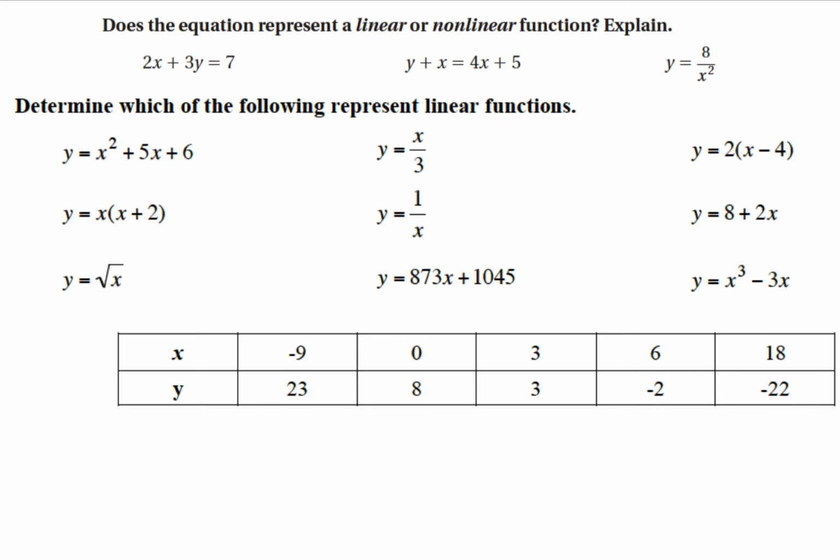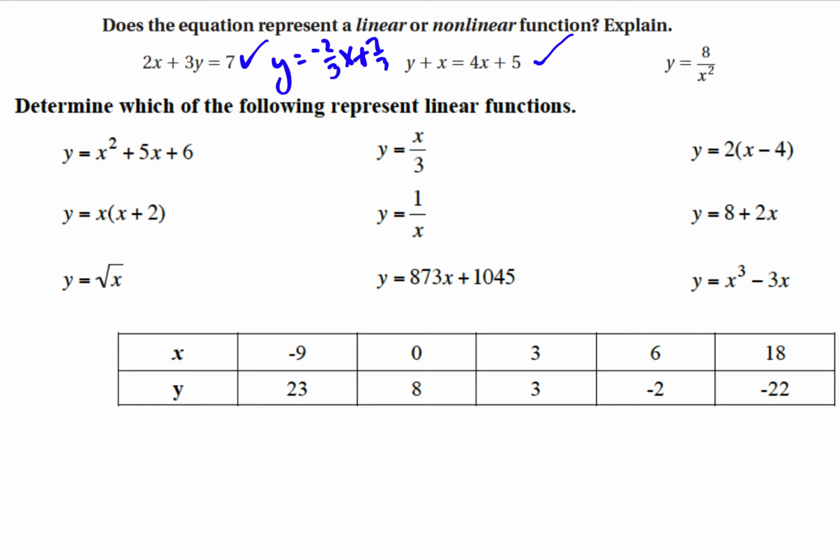Okay, looking at a few quick examples here. Do each of these represent a linear function? Now this first one, it is linear, and if you were to solve it for y, you would get y equals negative 2/3 x plus 7/3. So it can be solved into y equals mx plus b form, to a slope-intercept form. This second one is linear as well. If you subtract x from both sides, you'll have y equals 3x plus 5.